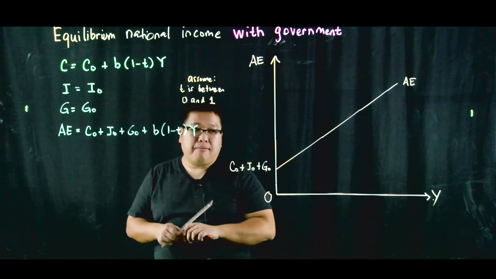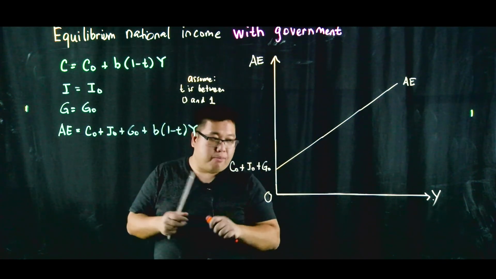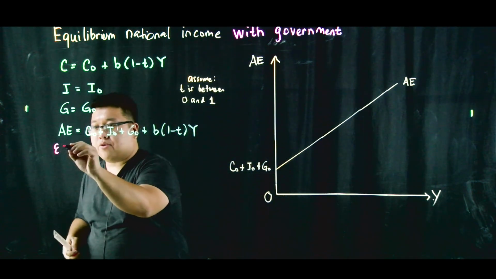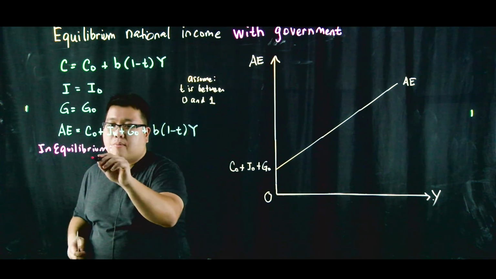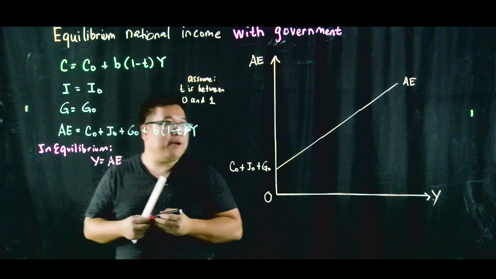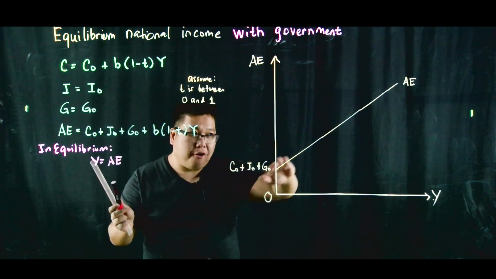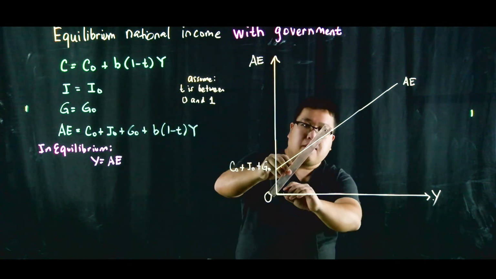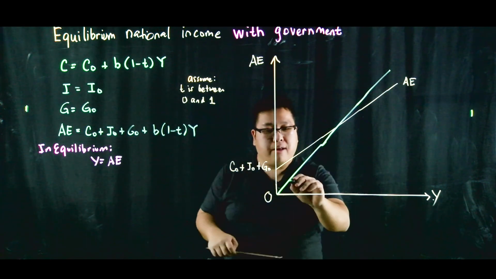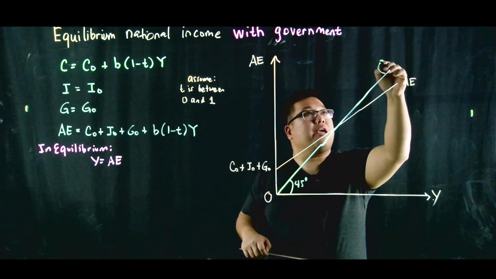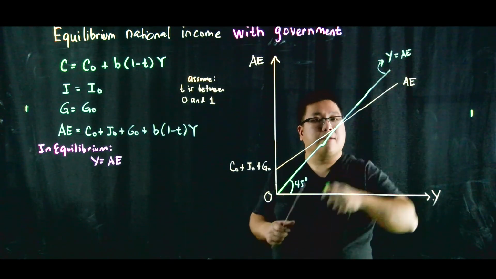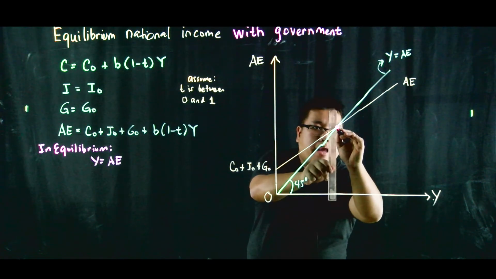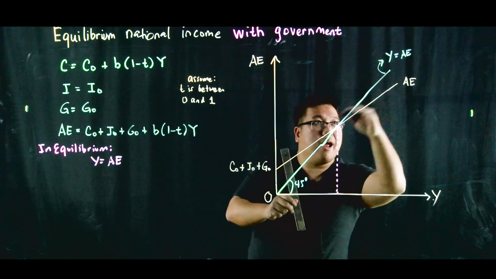Now, how do we find the equilibrium aggregate expenditure and equilibrium national income? Well, the equilibrium condition is the following. In equilibrium, Y equals AE. Y equals AE can be shown by way of a 45-degree line. So we're going to have a 45-degree line here, and on this 45-degree line, Y equals AE. What we're looking for is the value of Y that gives us the intersection of the 45-degree line and our AE function.